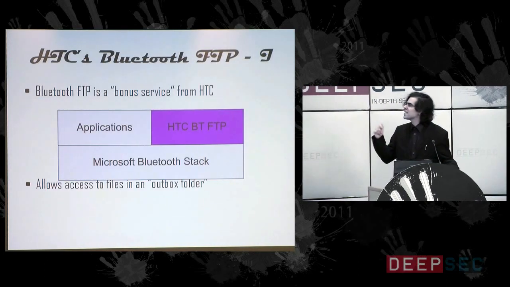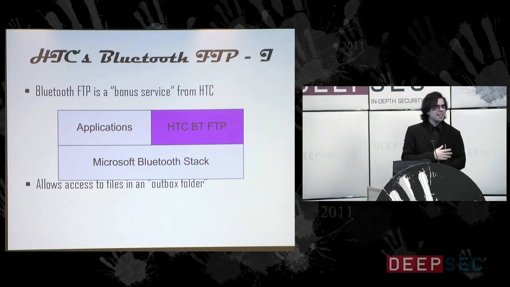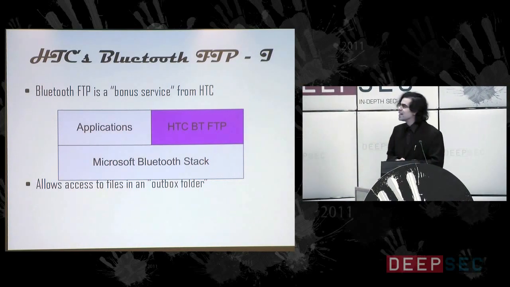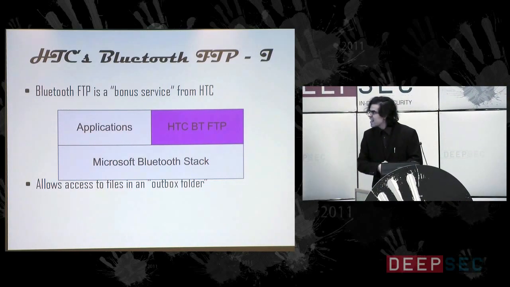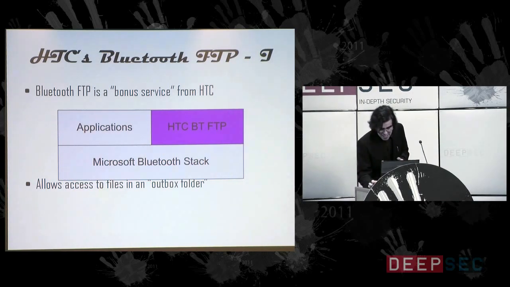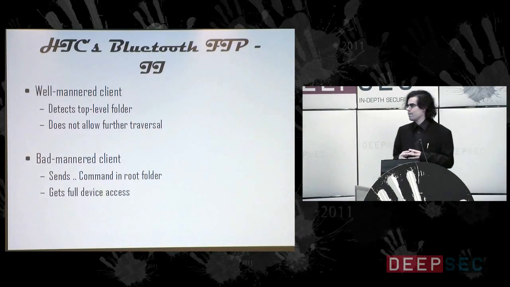An example for this was the HTC Bluetooth FTP. It was covered, I think, in some detail already today in the morning by the Windows Phone 7 guy. In case it wasn't, HTC Bluetooth FTP is a bonus gift to smartphone users, which is given out from HTC. And it allows you to access files in an Outbox folder of the phone.